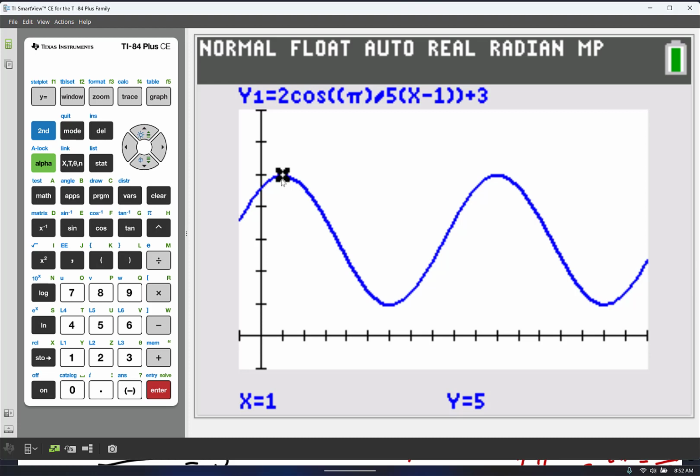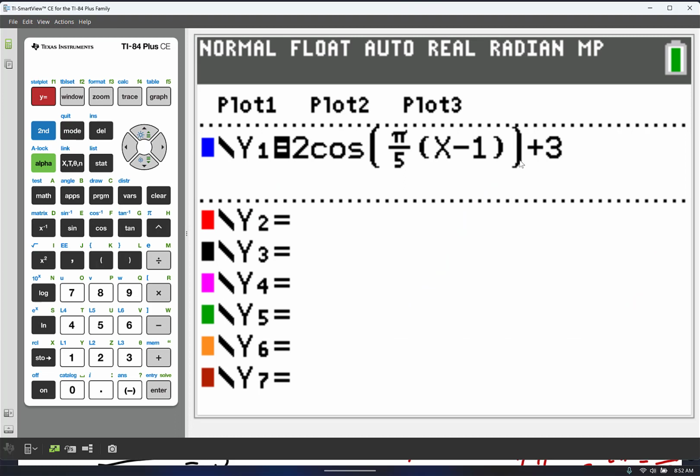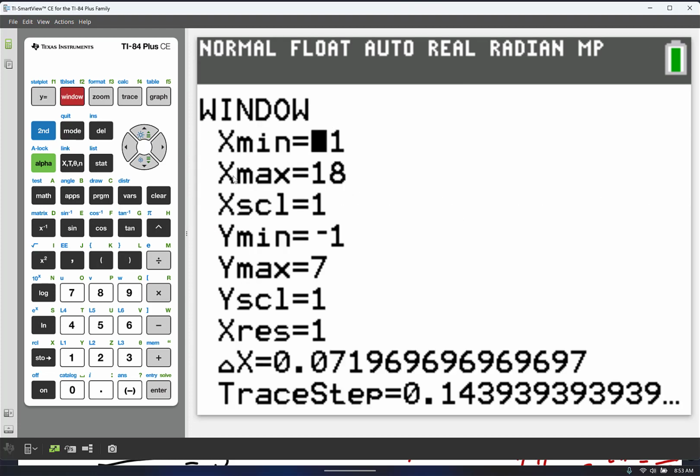No, let me know. Did the graph not look like that? All right, does your y equals look like this? Make sure you have 2 parentheses on this side. Make sure it's a minus and not a negative right there. Maybe it's the window. Oh, I deleted the whole thing? Okay, we'll go over there right now.